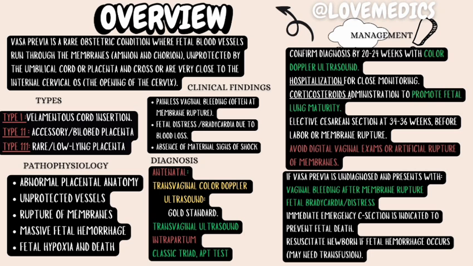Management: confirm diagnosis by 20 to 24 weeks with color Doppler. Hospitalization for close monitoring. Administration of corticosteroid for fetal lung maturity. And elective cesarean section at 34 to 36 weeks, before labor or membrane rupture. Avoid digital vaginal examination and artificial rupture of membranes. If it is an emergency, an immediate emergency C-section is indicated to prevent fetal death, and the newborn must be resuscitated if fetal hemorrhage occurs.